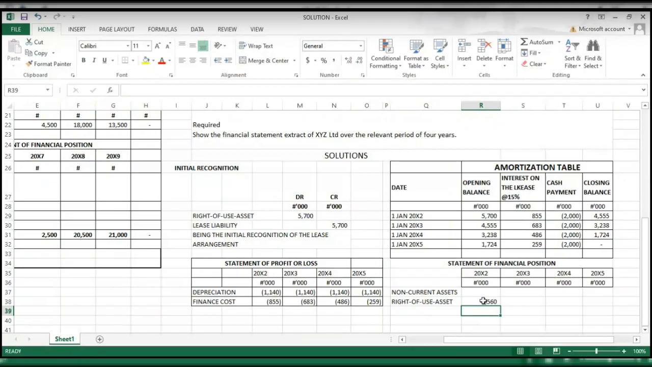And so once we have that, I can quickly drag this down because I'm using Excel. Okay, sorry, it's not done that way. So subsequently, this is going to be what? The cost less, or let me put everything in the table here so that you see exactly how I'm arriving at the figure. So the cost, and then accumulated depreciation.